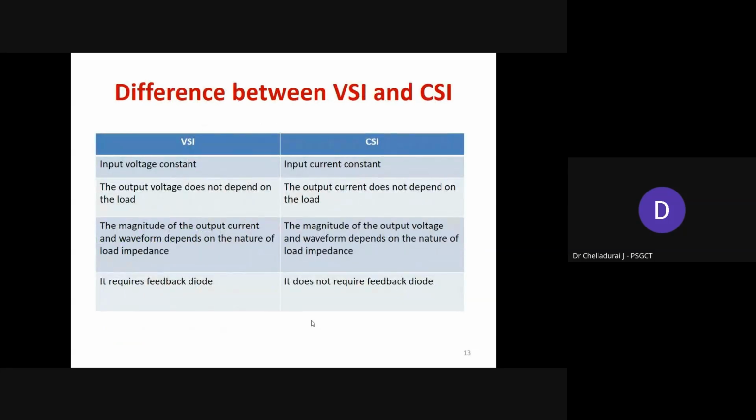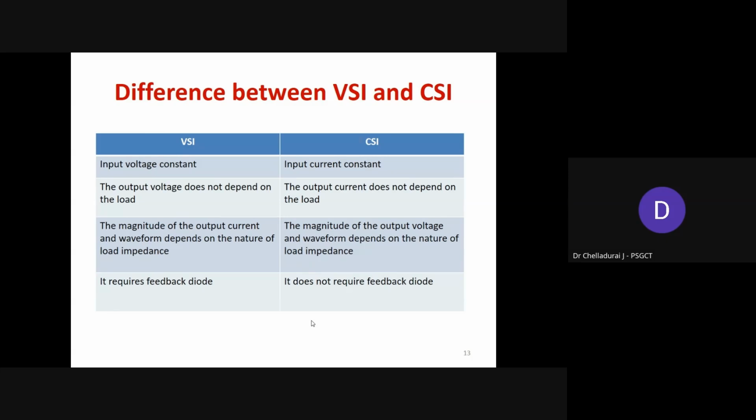Then the common differences between VSI and CSI topology. In VSI topology, the input voltage magnitude is considered constant, or we have to fix a constant DC voltage. In current source inverters, input current is constant. Then the output voltage does not depend on the load in VSI. But in current source inverter, the output current does not depend on the load, and the voltage purely depends on load impedance. But in VSI topology, the output current purely depends on the nature of the load.